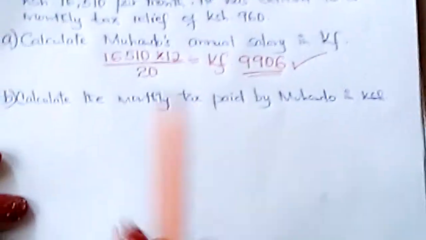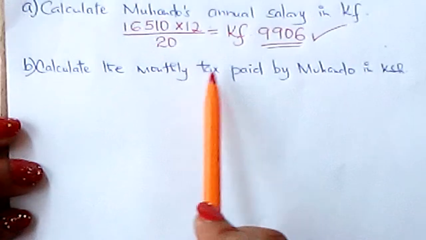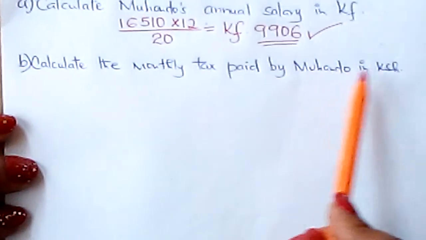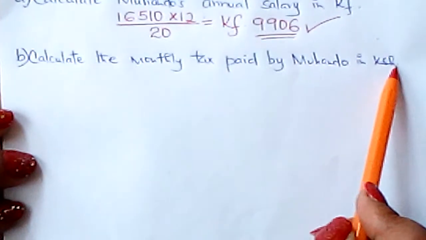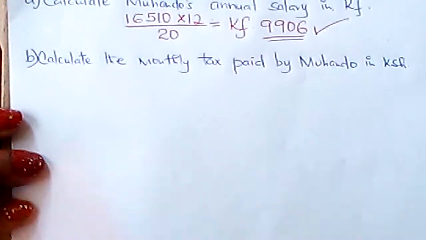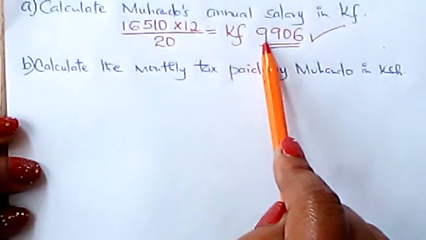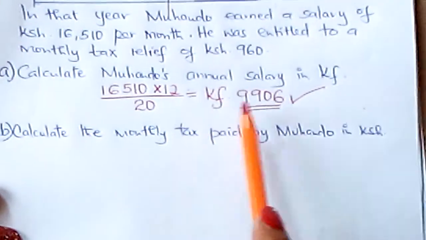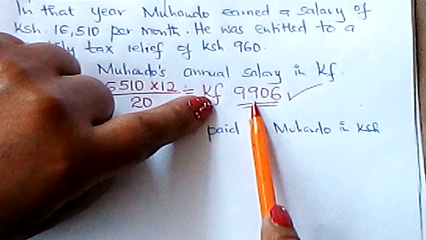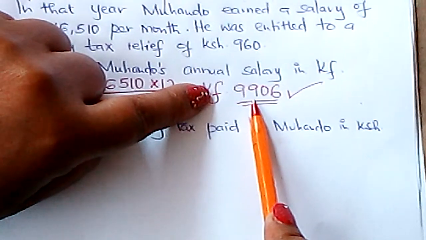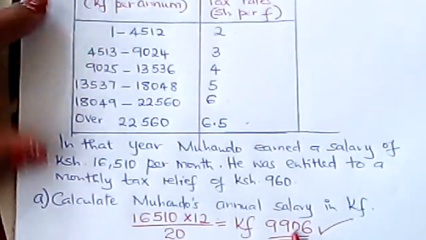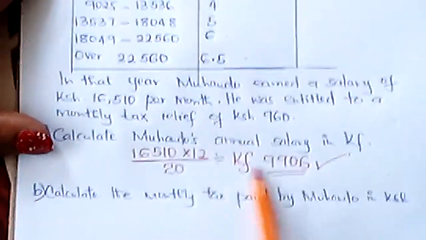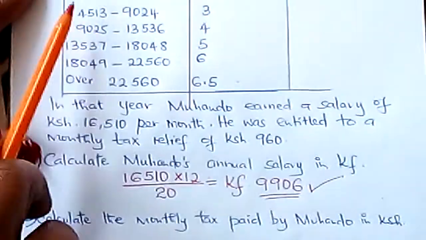We go to part B, learners. You are told to calculate the monthly tax paid by Muhando in Kenya shillings. How much tax did he pay per month? You take his annual salary in Kenya pounds as your taxable income, the income that is taken to the table to be taxed. So you take this as your taxable income, you take it to the table here and you tax it.